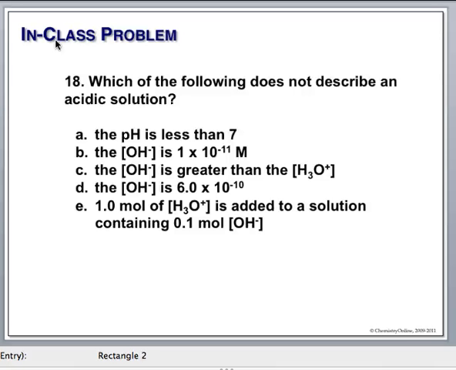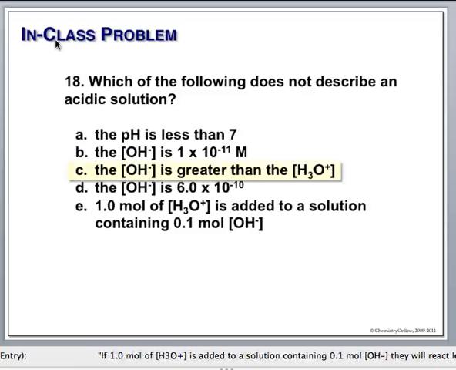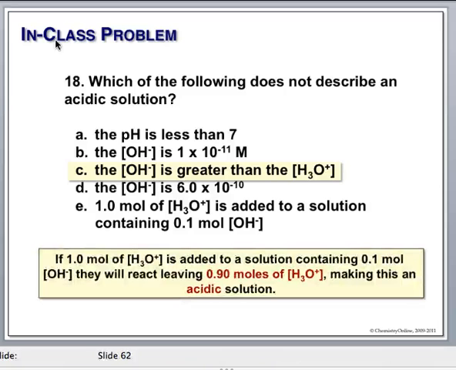If hydroxide is greater than hydronium, nope, that is not acidic, because you would have more hydroxide than hydronium. It would be basic. Again, if hydroxide is 10 to the minus 10, hydronium would be 10 to the minus 4. And this one again, 1 mole of acid is added to 0.1 mole of base. We will have excess hydronium, and it will be acidic.